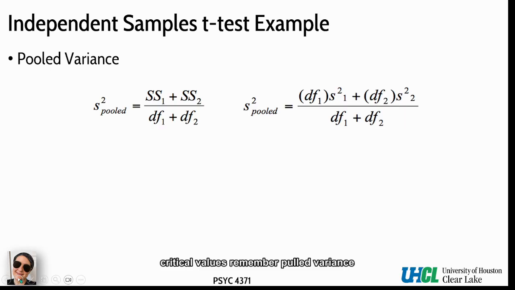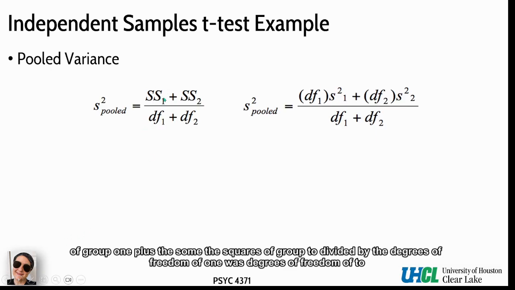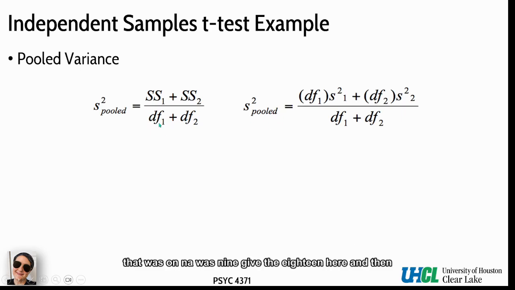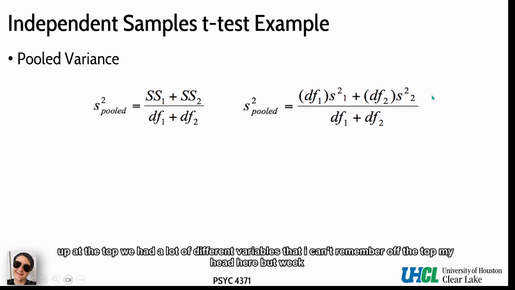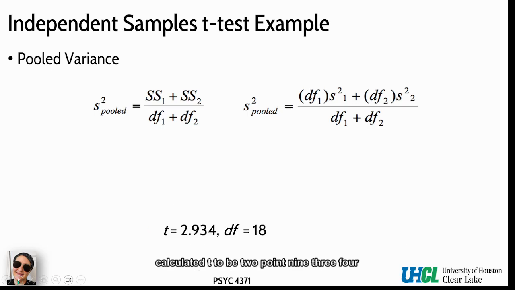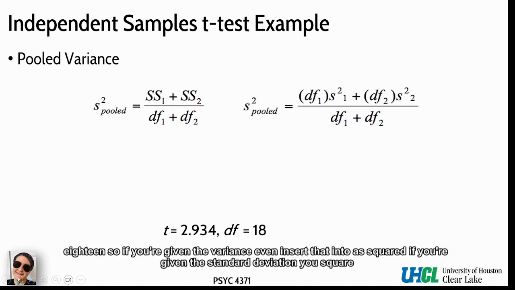Remember, pooled variance is these formulas that we went over right here: the sum of squares of group 1 plus the sum of squares of group 2, divided by the degrees of freedom of group 1 plus the degrees of freedom of group 2. That was 9 plus 9, which gives you 18 here. Up at the top we had a lot of different variables, but we calculated our t to be 2.934, and our degrees of freedom is 18.